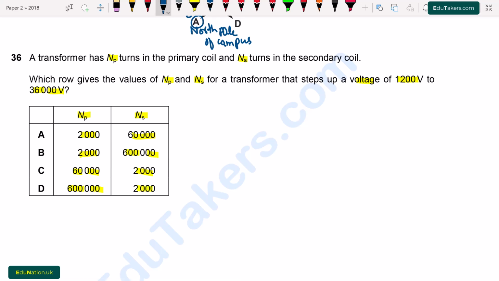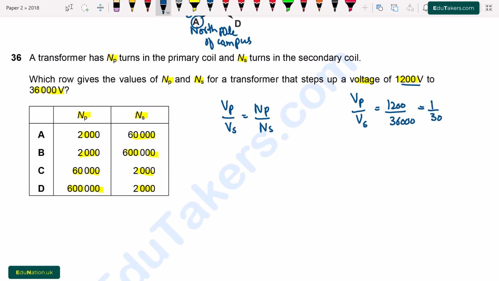So first of all, we know that the ratio of the number of turns will be equal to the ratio of the voltage. I write here Vp over Vs will be equal to Np over Ns. First of all, I find out the ratio of the voltage Vp over Vs. It is given that the transformer steps up a voltage of 1200 volt to 36,000 volt. It means that primary voltage is 1200 divided by secondary 36,000. So here will be 1 over 30.